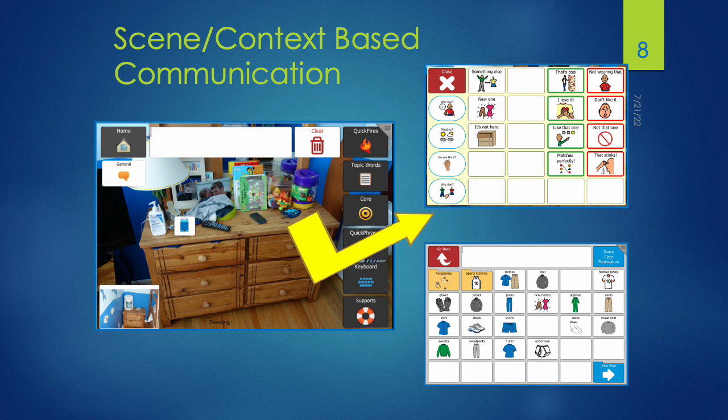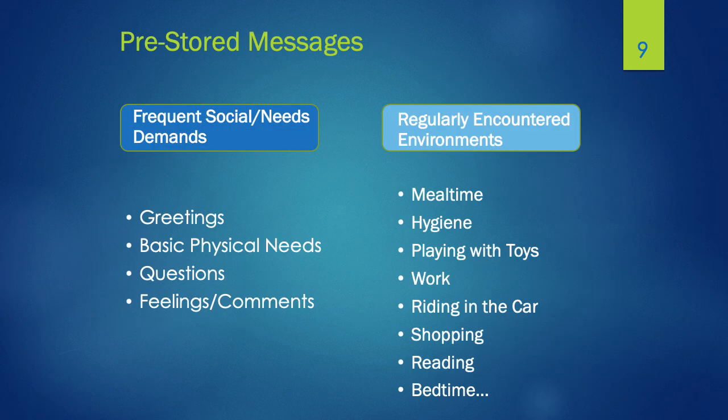Some visual scene displays come from manufacturers not set up for communication, but only set up for labeling, so you want to keep an eye out for that too. We would use pre-stored messages basically in 2 different situations: 1 for frequent social needs or demands, and 2 for regularly encountered environments. You'll see some examples here.